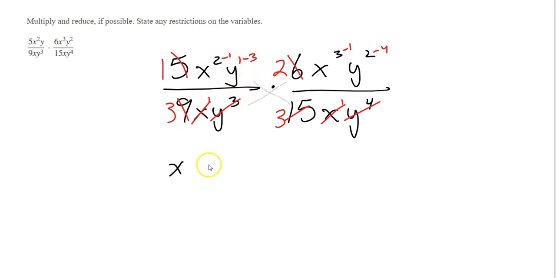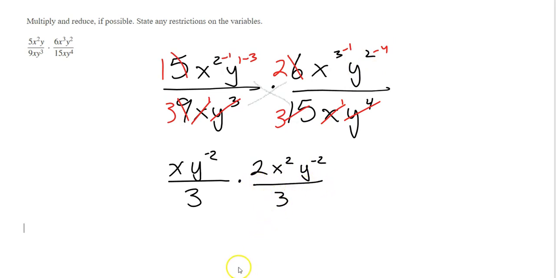Then I've got 1 minus 3, which is going to give me a negative 2, all over everything's going here on the bottom except for the 3, multiplied by, well, I've got a 2 here. 3 minus 1 is going to give me an x squared. Y, I've got 2 minus 4, which is going to give me a negative 2. So y to the negative 2. And then on the bottom here, I've got a 3.